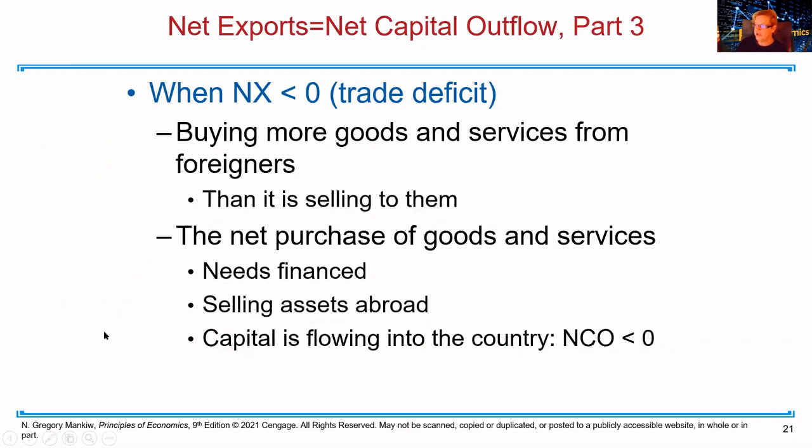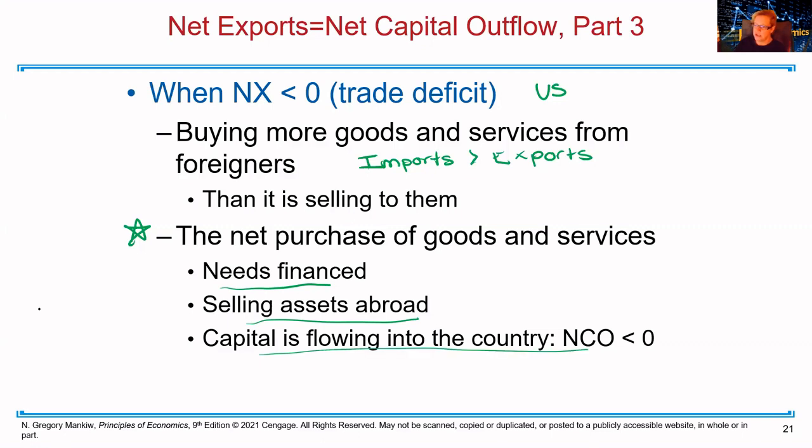Okay, so when there's a trade deficit, which is what the US currently has, again, our imports are greater than our exports. So our net exports are negative, okay? So this is the important part here. The net purchase of goods and services needs to be financed. Selling assets abroad, capital is flowing into the country. So just what I said is we have yen, we have euros, we have pounds, so on and so forth, flowing into the US from the world.